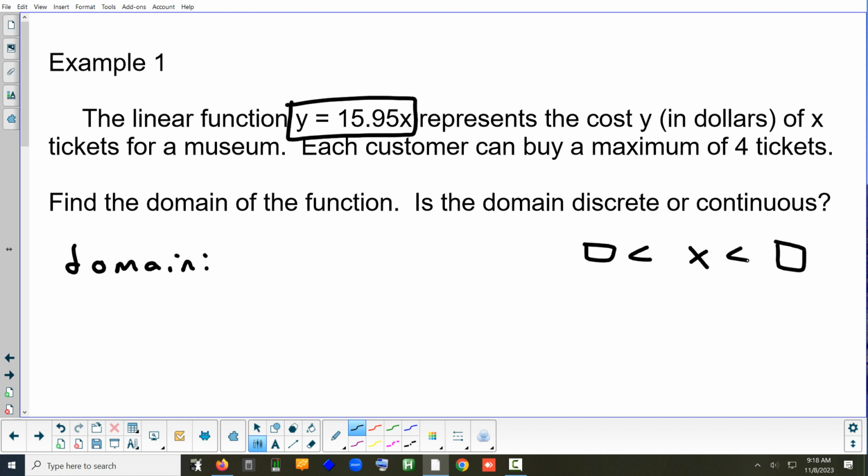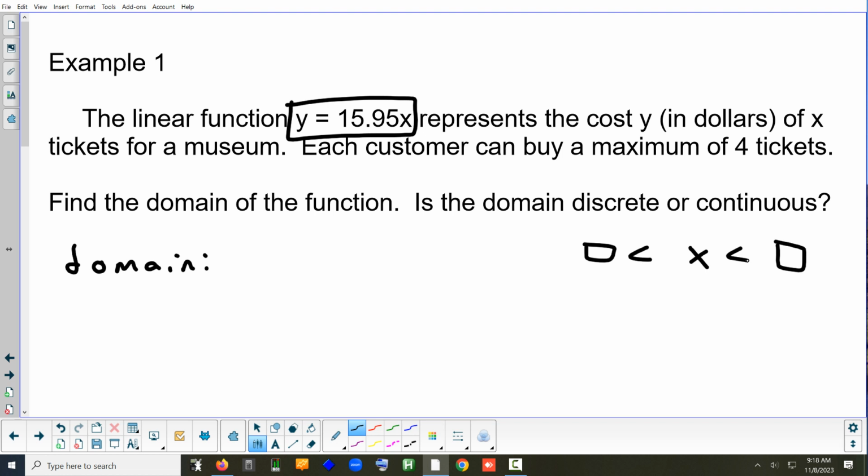Why can't you pick any number you want for the amount of tickets? Any number in math up to 4? Yeah? Because it needs to be a whole number. Right, it has to be a whole number. You can't buy 4.2 tickets. You can buy 4 tickets, or you can buy 3 tickets. There's nothing in between 3 and 4.